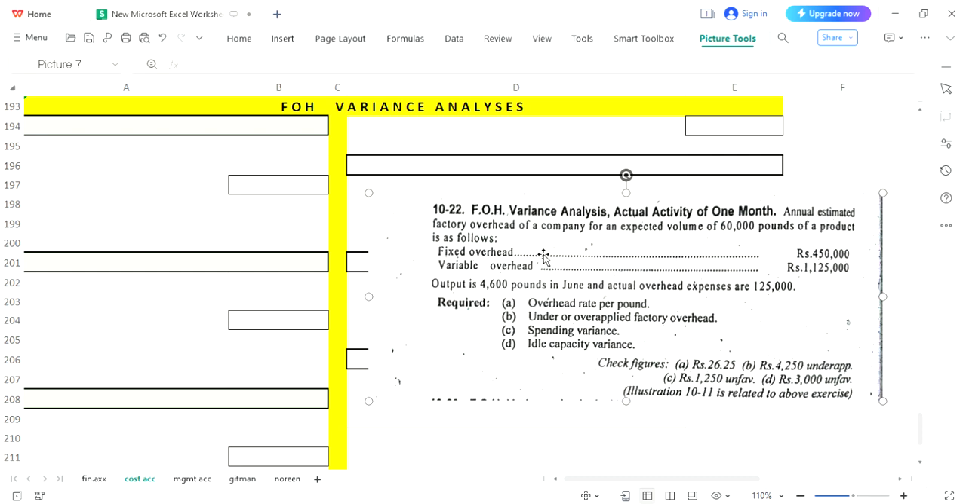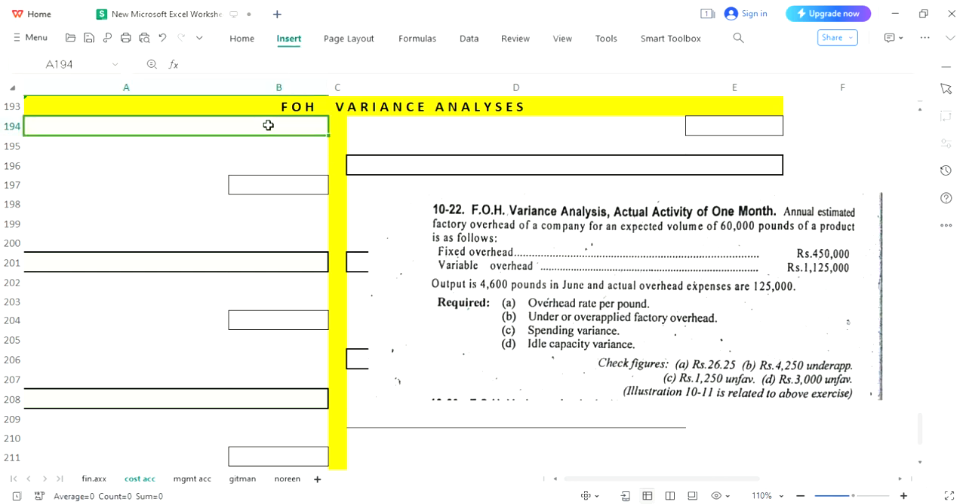Annual estimated factory overhead of the company, expected volume 60,000. Please read it again. Annual estimated. And here what is happening? Output is 4,600 pounds in June, just for the month. It means there is a contradiction. The inputs given in the upper part of the question are for 1 year, annual, while actual output is given for one single month. So you cannot use both inputs at the same time, because half of the question is for 1 year and the remaining half is for 1 month. So calculations are not similar to each other. We'll have to see how to make the solution.